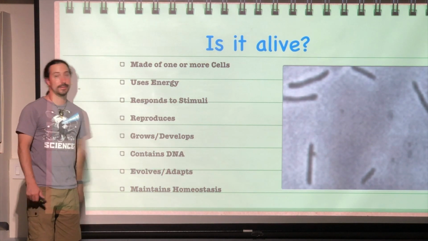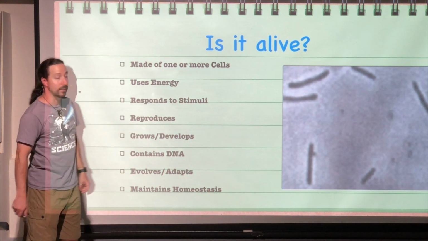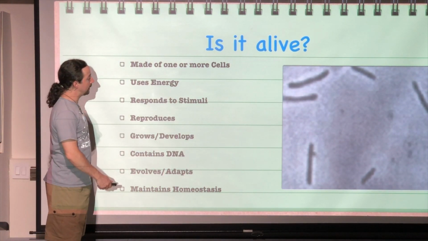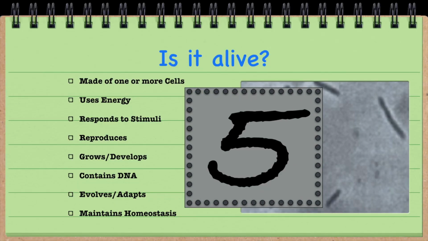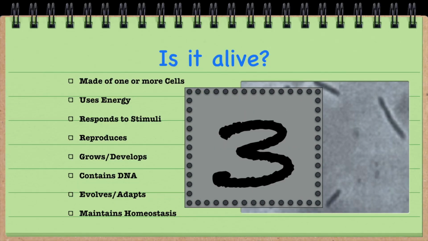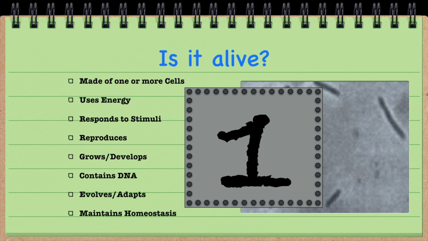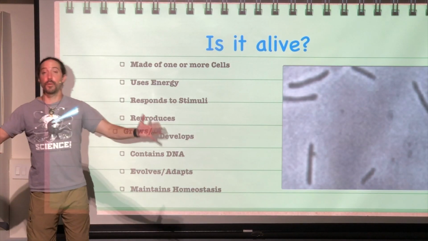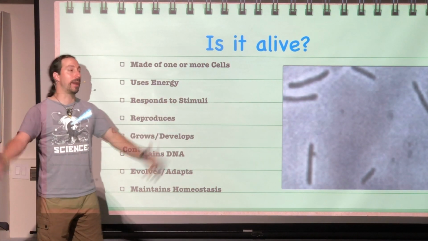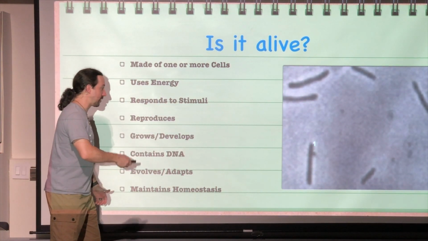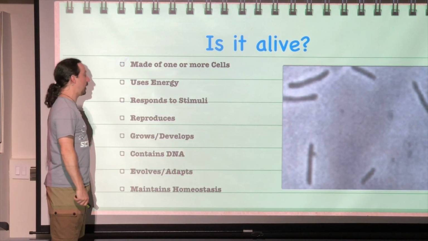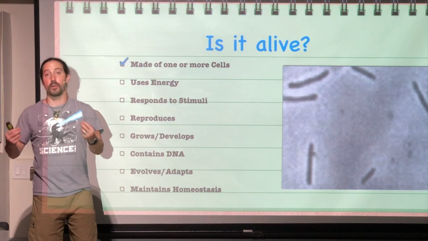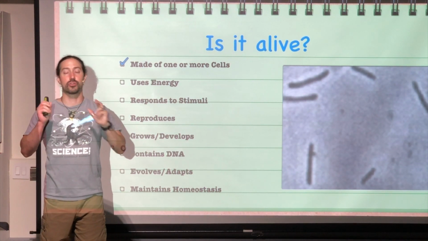Is it alive? All right, these are little bacteria. So to start off, of course, yes, little bacteria, they are single cells, so we know that they are made of one or more cells. That's the first thing, and that's a huge, crucial key.